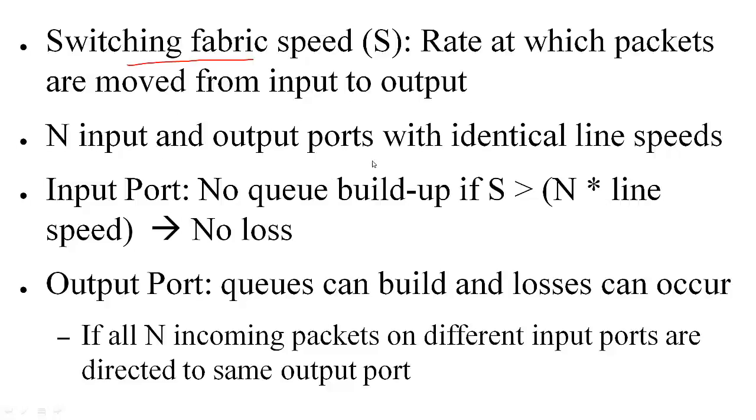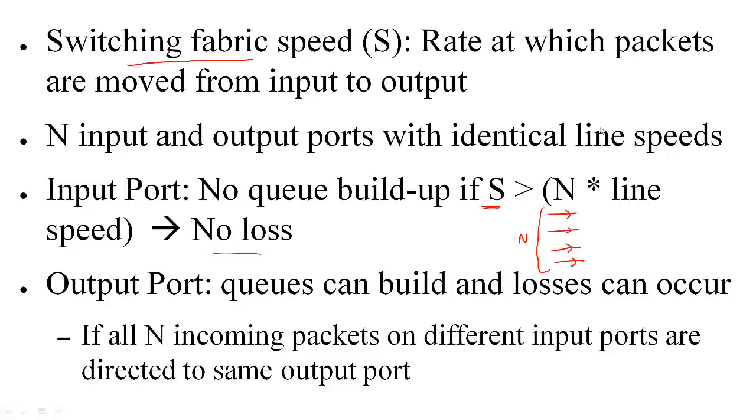Now when you have n input and n output ports with identical line speeds, there will be no queue buildup at the input port if your switching speed exceeds n times line speed. This also results in no loss. Why? What is the worst case that can happen? Worst case will happen when all the input ports are operating at line speed. So you have n such input ports, all of them are operating at line speed. So the aggregated input rate is n times the line speed. Now if you have a switch that operates at greater than this speed, the queue will not build up at the input port because you are transferring the packets quickly to the output ports.